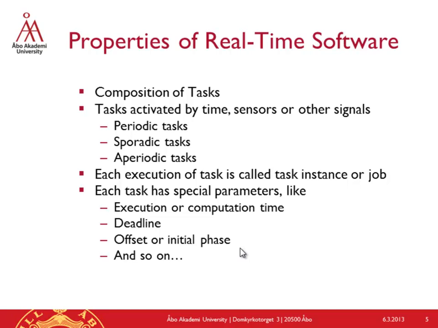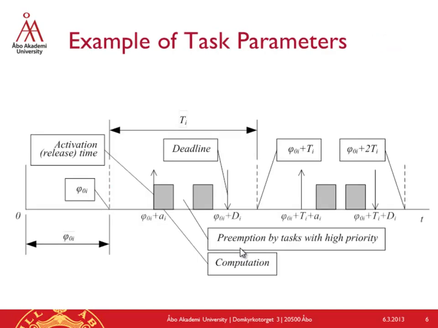And there are lots of other parameters you can define. For example, for periodic tasks, this might be the period, of course. And for sporadic tasks, this might be a minimum period, and so on. This picture briefly highlights some task parameters that might be used. Usually they are defined on a timeline. You see, this is a timeline. This is the start of this line, and it goes to the right side.